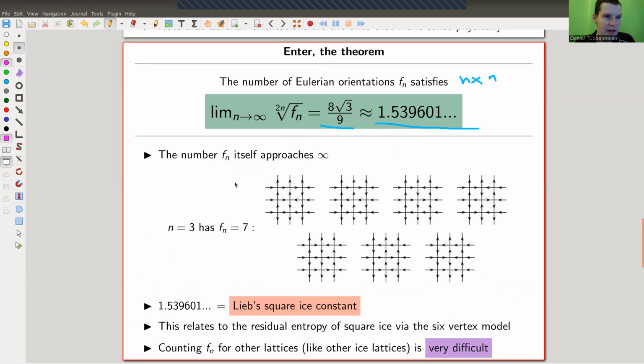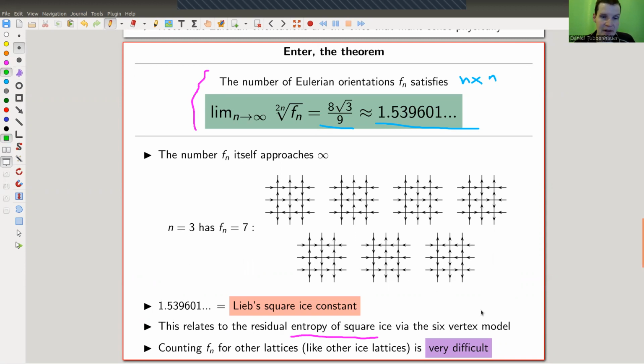For n equals 3, F3 is 7, and here are the 7 different orientations that fit for the n by n grid. And Fn obviously, you count the number of things and it goes bigger and bigger and bigger. And it's not hard to convince yourself that it actually approaches infinity. And there's some brilliance involved to just take the correct limit and get a number out of it that actually resembles something in the real world.